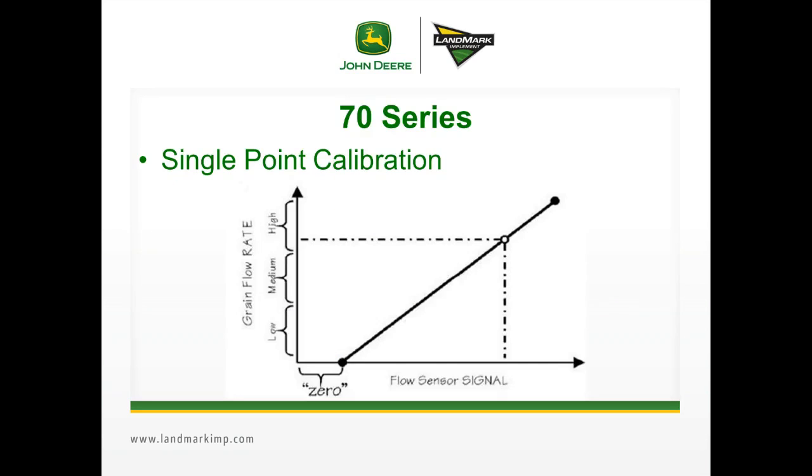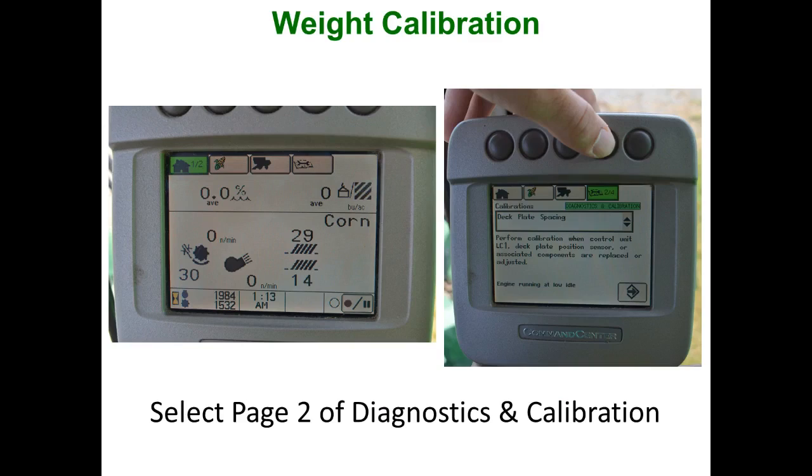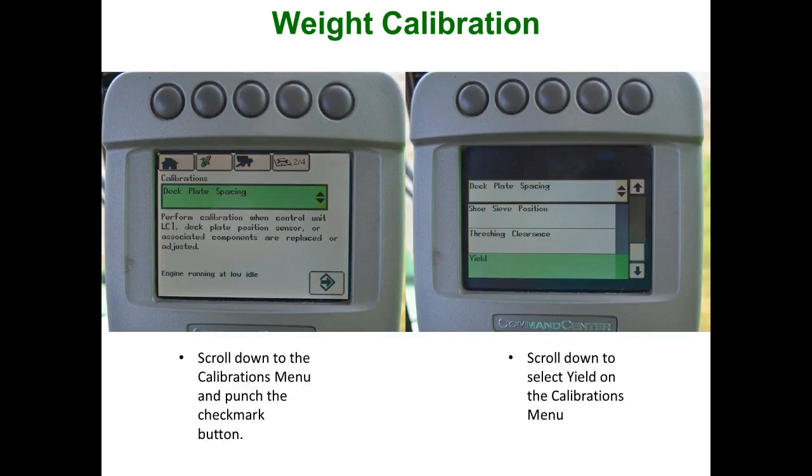Starting off with 70 series, it's a single point calibration for the yield calibration. To get there, we will go to our fourth button, hit it twice, as shown in the right picture, to the diagnostics and calibration. We will then use our scroll dial and hit our check mark to select the drop-down menu and scroll down and select the yield.